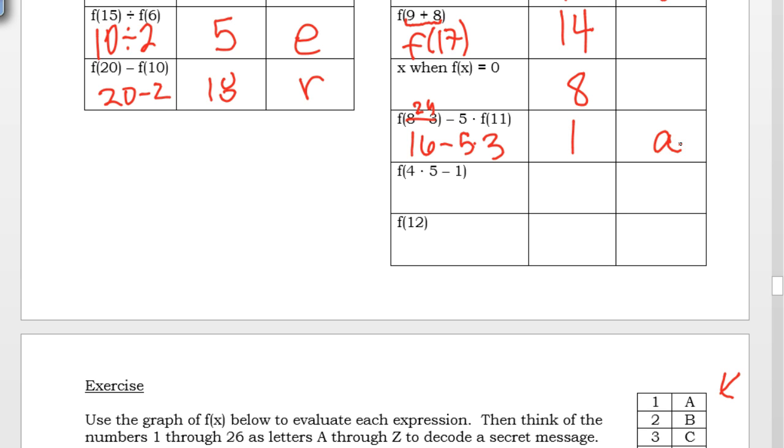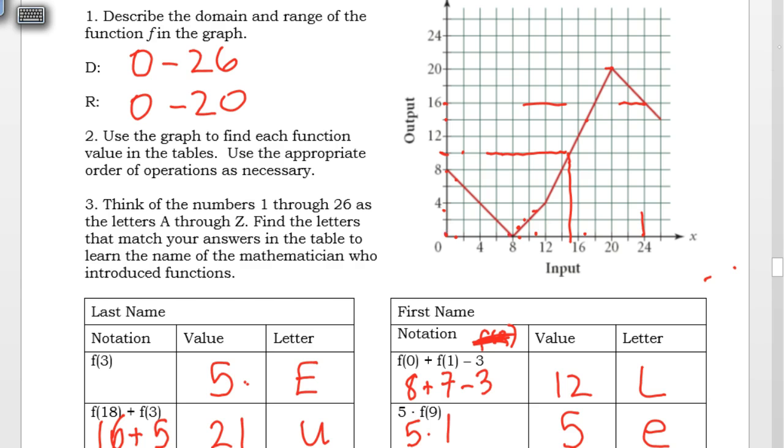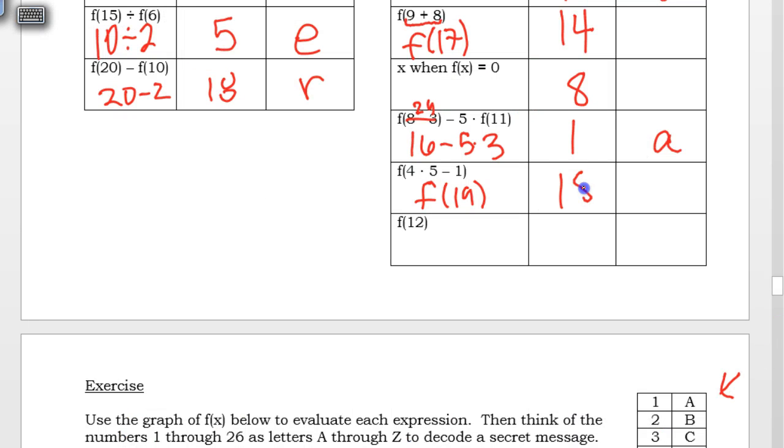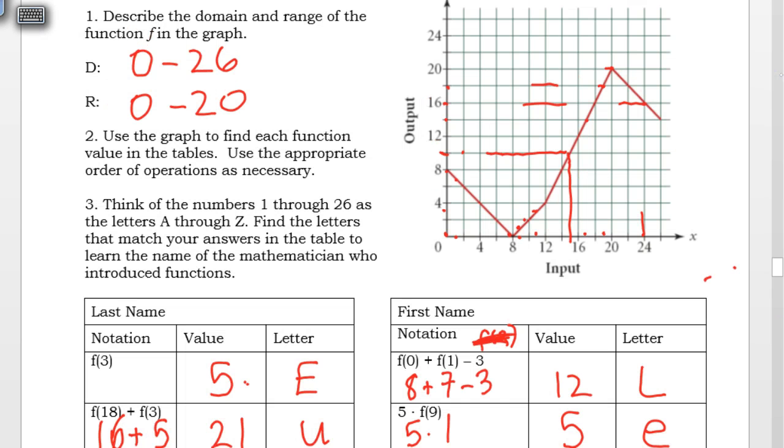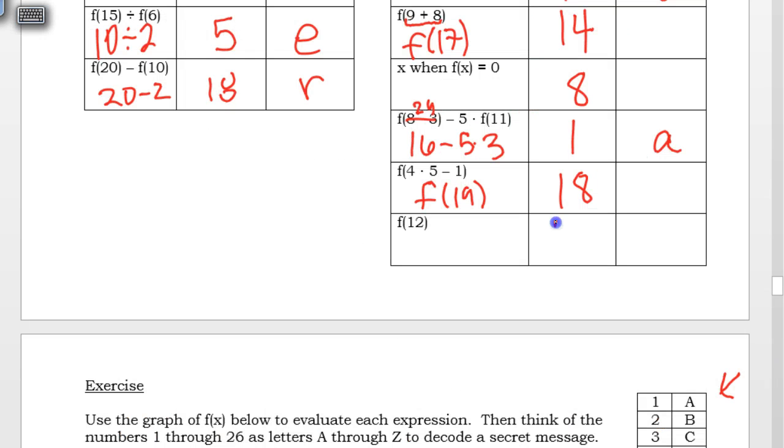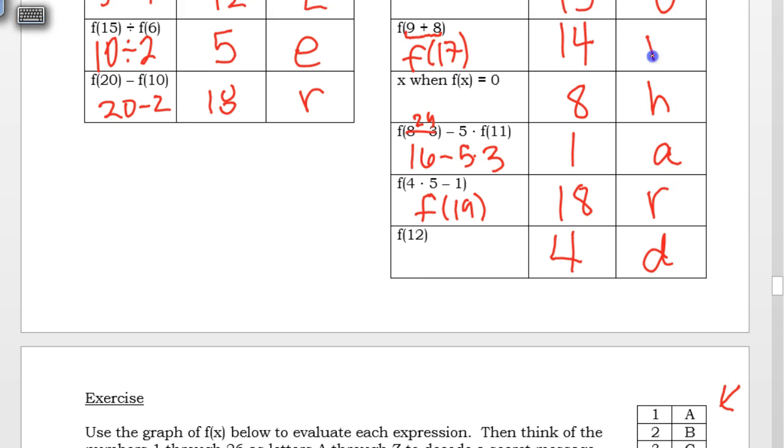And 4 times 5 is 20. 20 minus 1 is 19. That's all in the parentheses together, so I want f of 19. Here's 19, and that comes out at 18. And the last one is 12. f of 12 is 4. And I know the answer. His name was Leonard Euler.